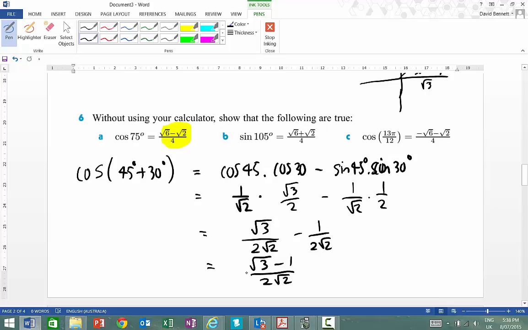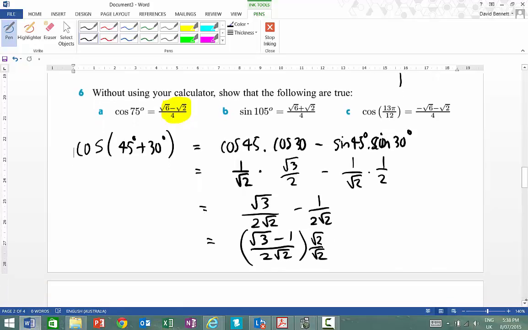Alright, I think what I've got to do is times this whole thing by root 2 over root 2. So if I do that, then what's going to happen on the top line over here is root 3 times root 2 is going to become root 6. 1 times by root 2 is going to be minus root 2. And then the bottom line I'm going to have 2 times, now root 2 times root 2 is 2. 2 times 2 is 4. So that actually matches with what I'm expected to see there.